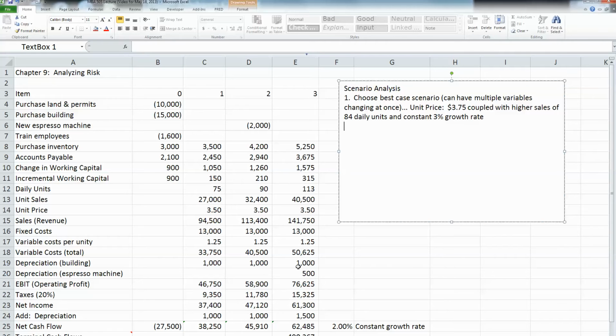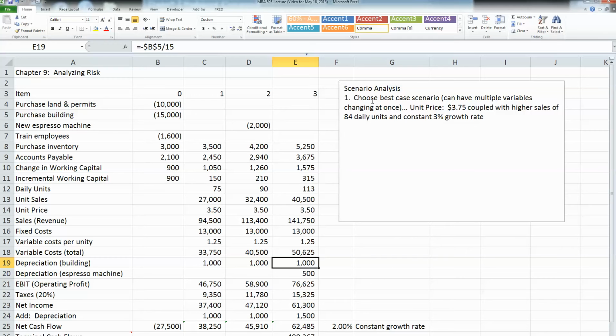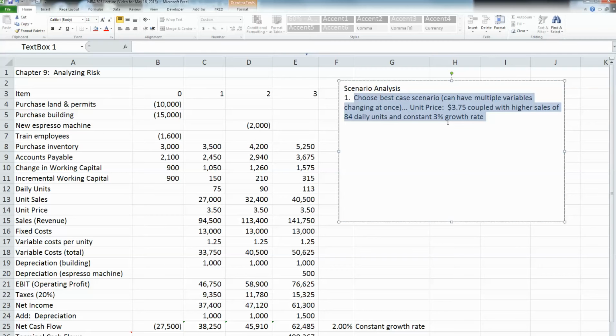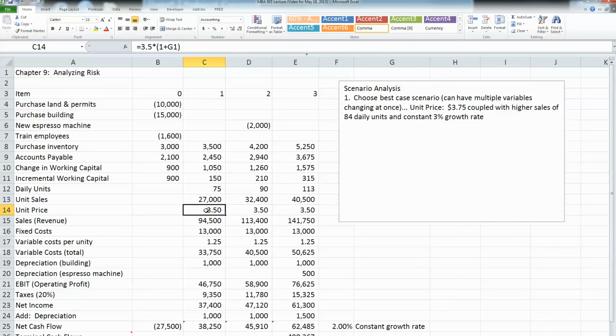I have to have good reasons for my choices. I'm obviously just making these up, but what we would have to do is have a knowledge of the market and the customer base in that location. We would also need to try to predict where we think the economy is headed and what the demand for this type of product would be. But once we've chosen that, you input all those expectations into your spreadsheet.